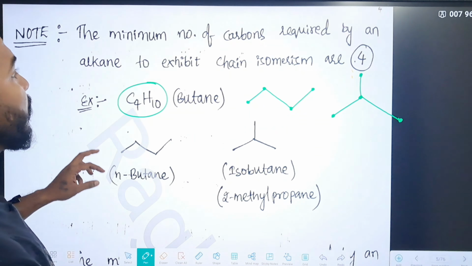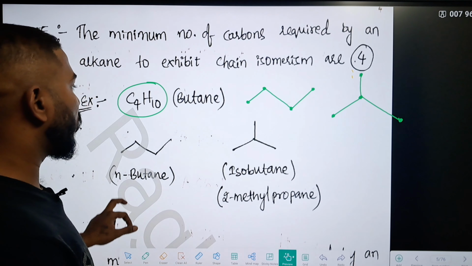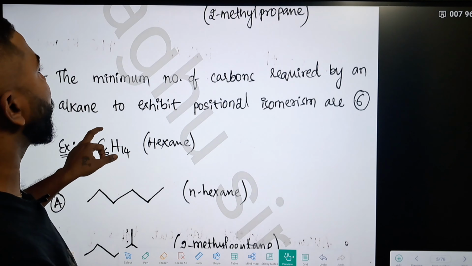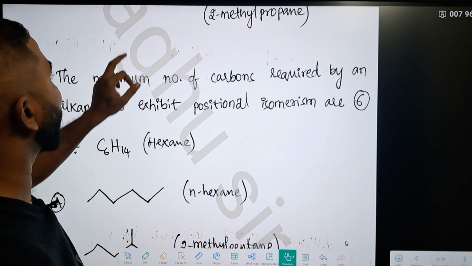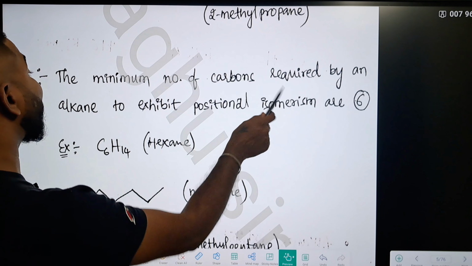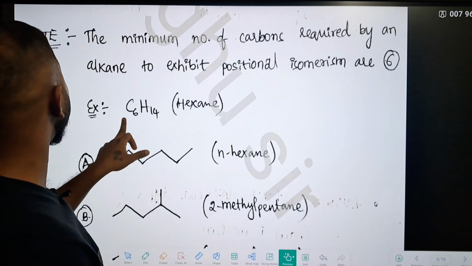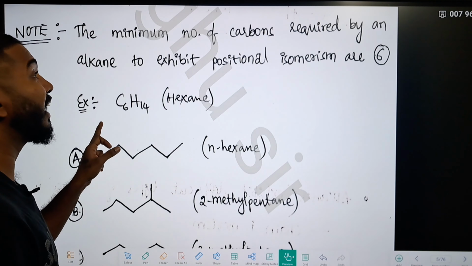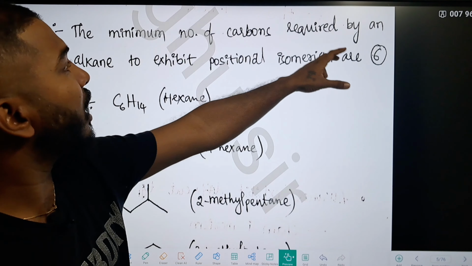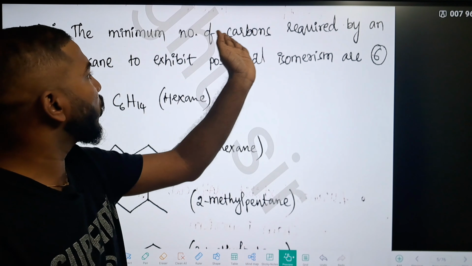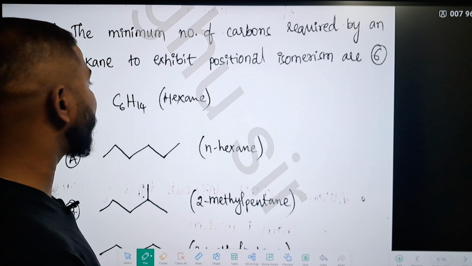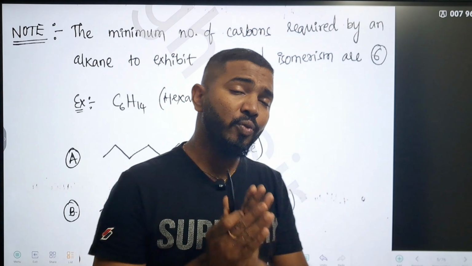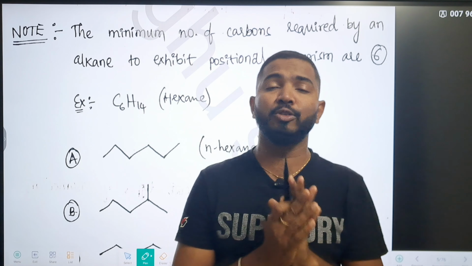When it comes to positional isomerism, how many minimum carbons are required to have positional isomerism? That is 6 carbons. Yes, we need to have 6 carbons in order to have positional isomers in alkanes. So the minimum number of carbons required by an alkane to exhibit positional isomerism is 6. With 4, with 5, with 3, we are not going to get positional isomerism.